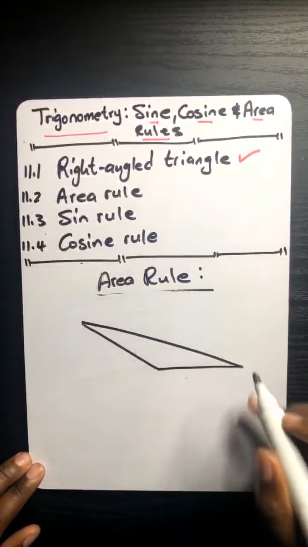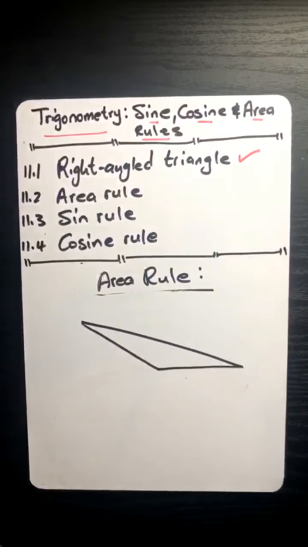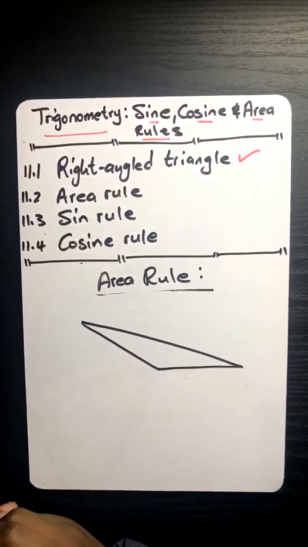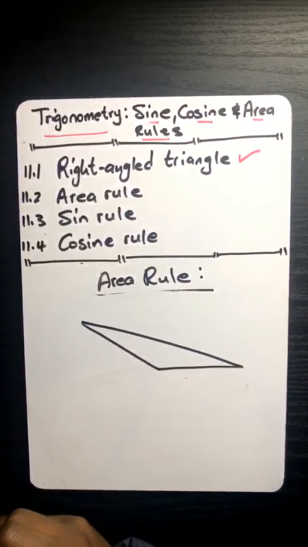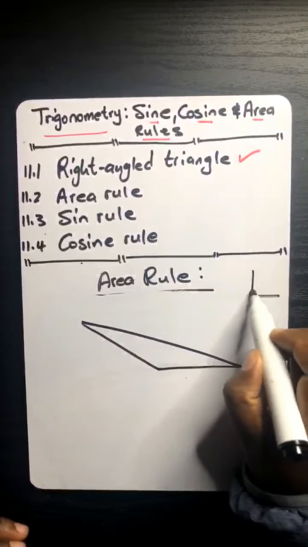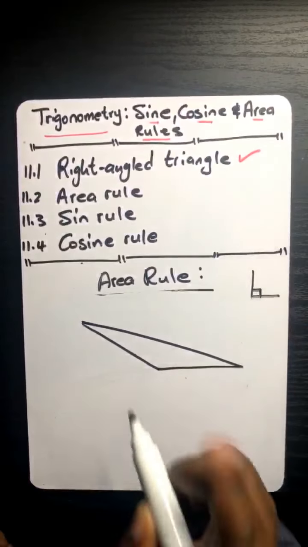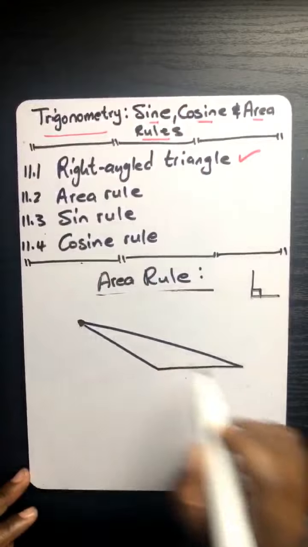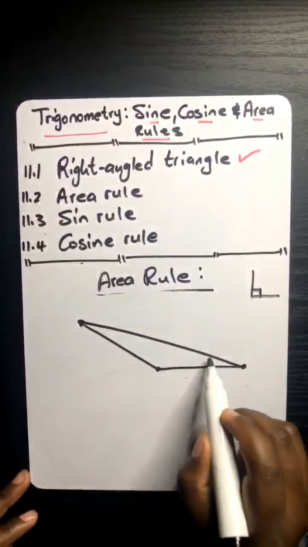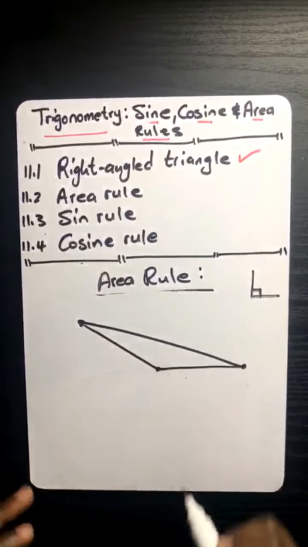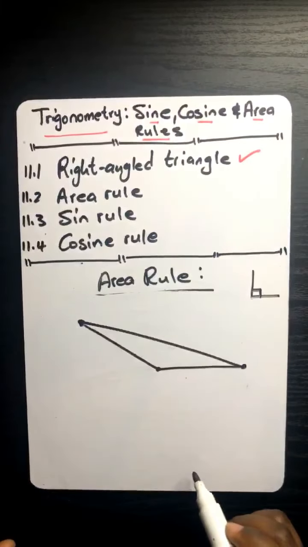Let's say something similar to that. Is this thing a triangle? Yes, it is a triangle. Is it a right-angled triangle? No. Why? Because we don't see that sign. But we know it is a triangle because it has 1, 2, 3 points. It has 1, 2, 3 sides. It has 3 angles.